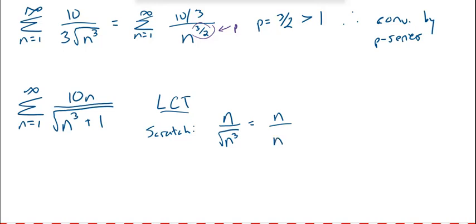So that gives me n to the 3/2. And then I'm going to simplify, and I'm going to get 1 over n to the 0.5, which is the same as 1 over root n. And then that is what I would LCT it with. I would LCT it with sigma n equals 1 to infinity of 1 over root n.